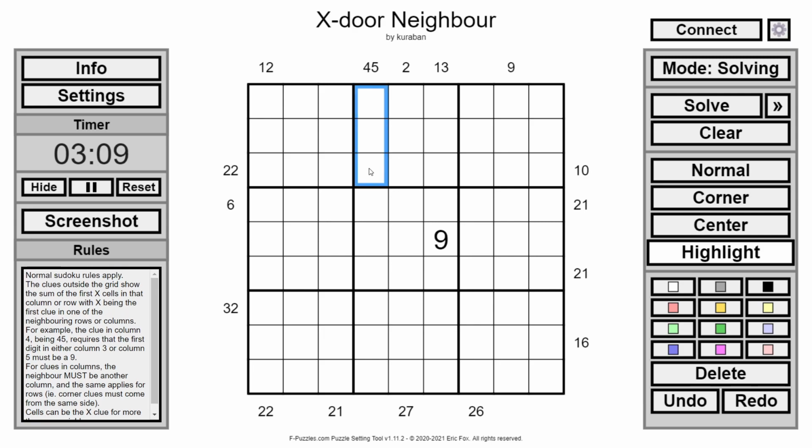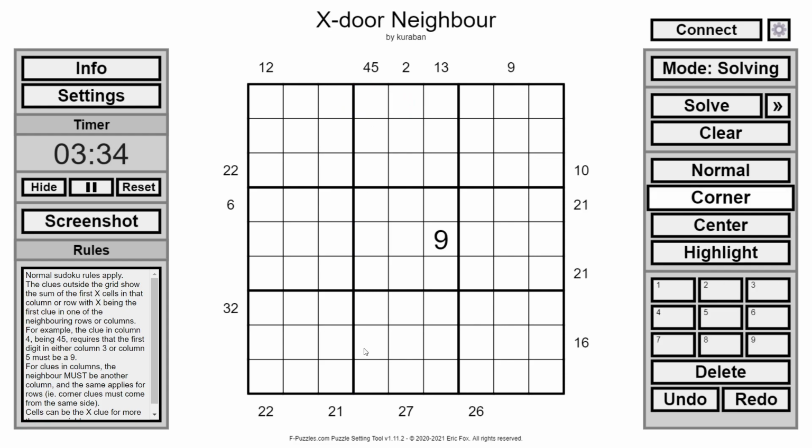So the first thing I see is this 45 clue. 45 is the sum of the full column. If you add all the digits 1 to 9, you get 45, and since a column and a row and a 3x3 box includes all of the digits 1 to 9, that means it adds up to 45. Sorry, I lost my train of thought there, right in the middle of that explanation.